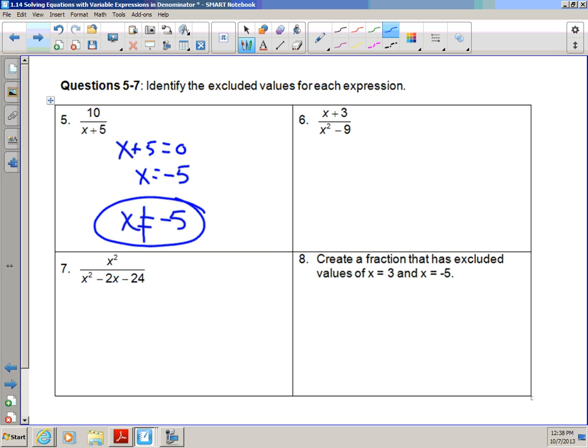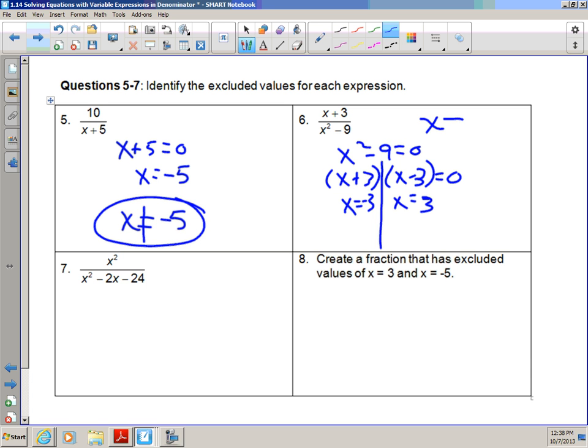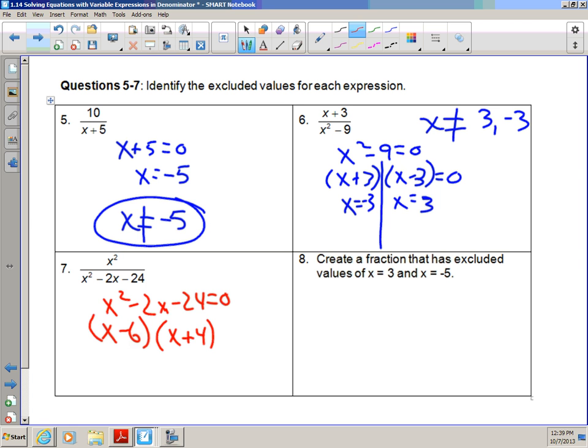I don't care about the numerator throughout this exercise. I set my denominator equal to 0. You will factor using dots. I get x is -3, x is positive 3. So x cannot equal 3 and negative 3. For my next example, set it equal to 0. I factor using AC, what adds to negative 2 and multiplies to negative 24. I get my two answers, and then I have you tell me that x cannot equal 6 and negative 4.